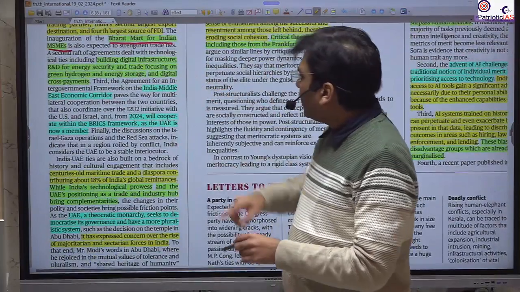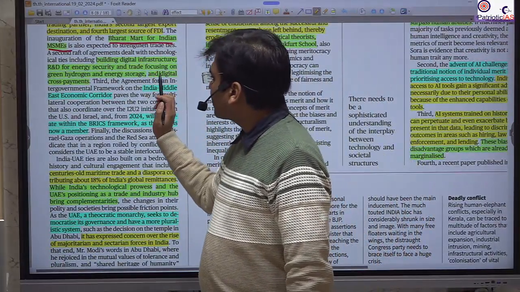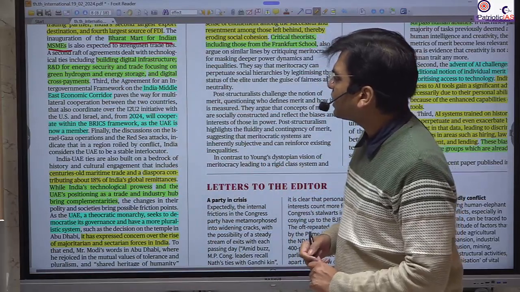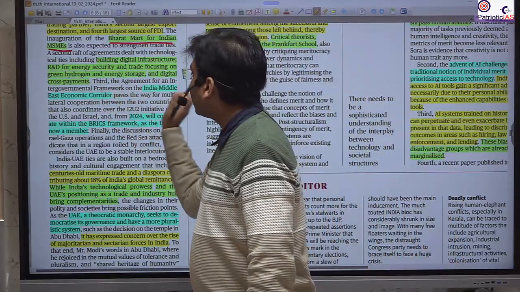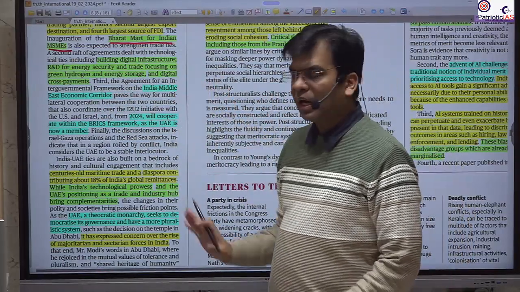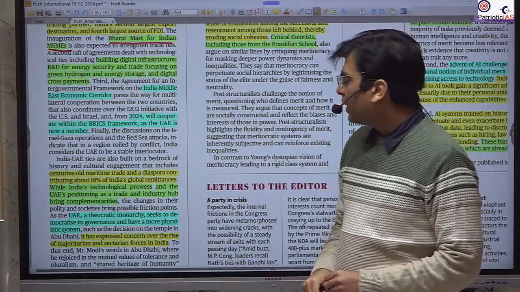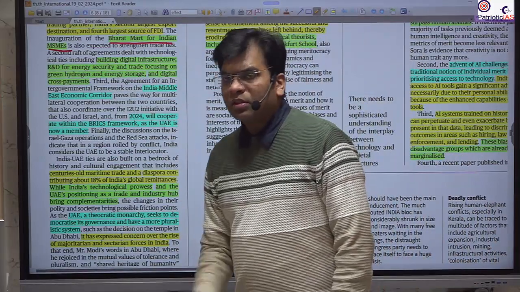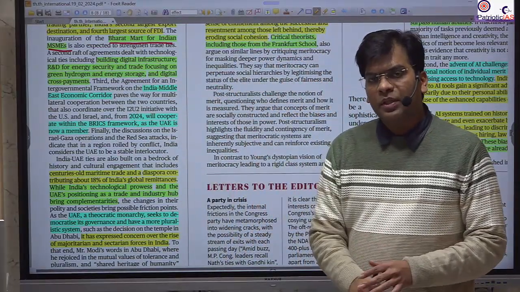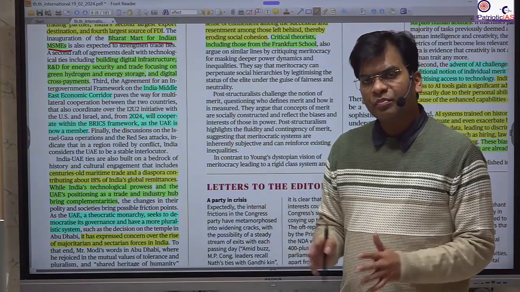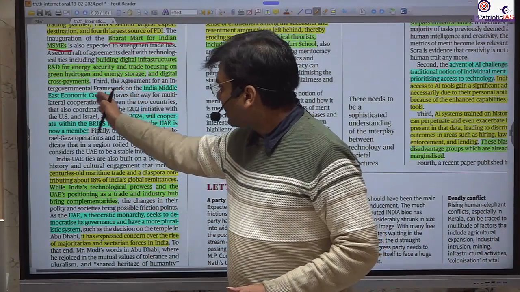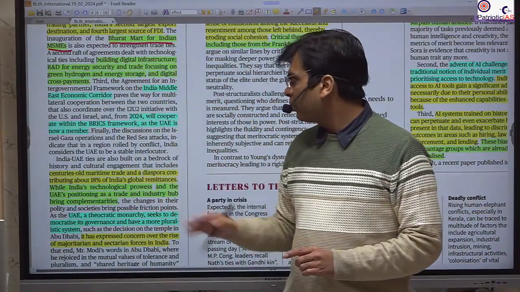Other things that we have already done: building digital infrastructure, research and development for energy security and trade, focusing on green hydrogen, energy storage and digital cross-border payment. In all these areas we are engaging UAE, and we are also going to construct the India Middle East economic corridor to connect India with different parts of Western Asia, and we are going to extend it till Europe. So please remember that.